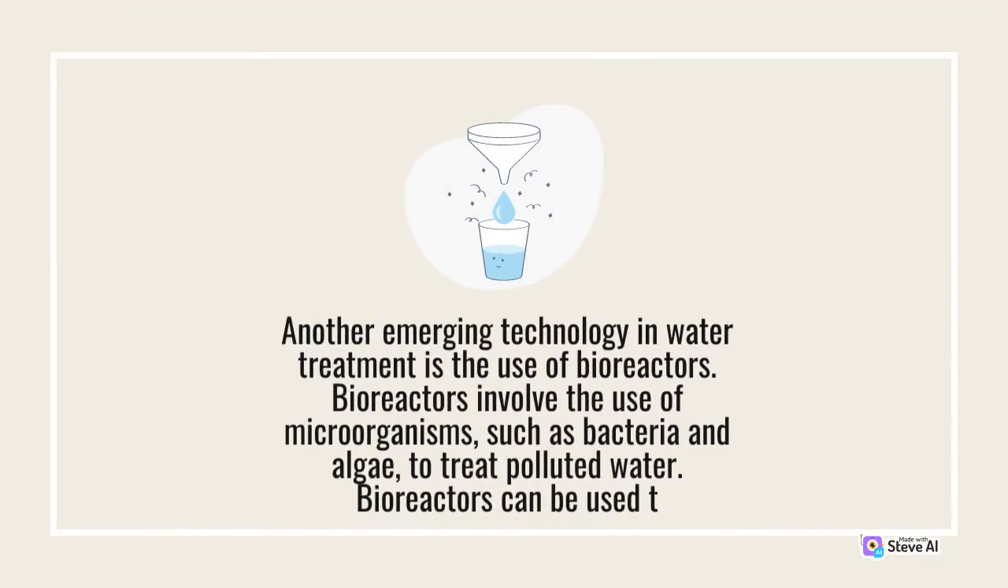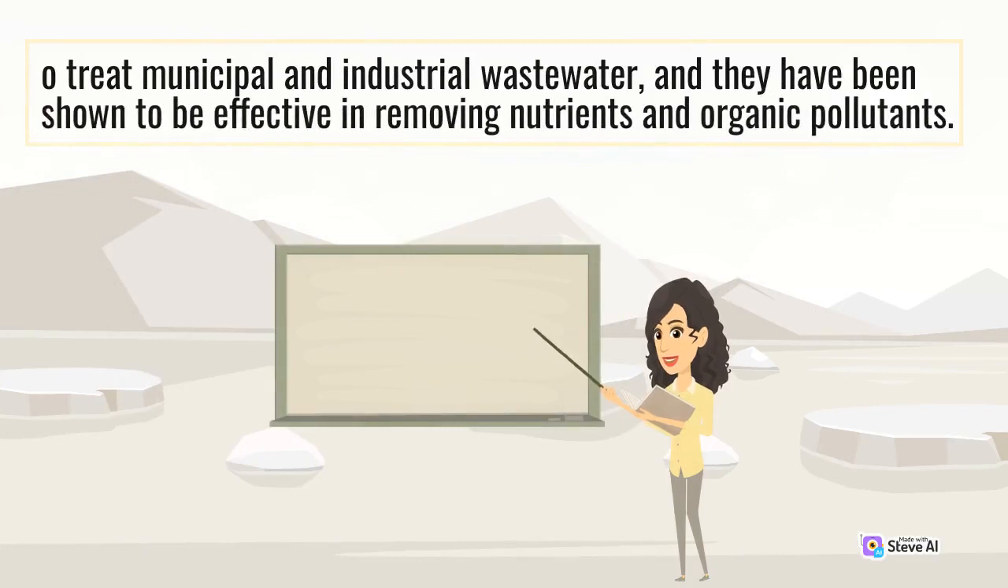Another emerging technology in water treatment is the use of bioreactors. Bioreactors involve the use of microorganisms, such as bacteria and algae, to treat polluted water. Bioreactors can be used to treat municipal and industrial wastewater, and they have been shown to be effective in removing nutrients and organic pollutants.